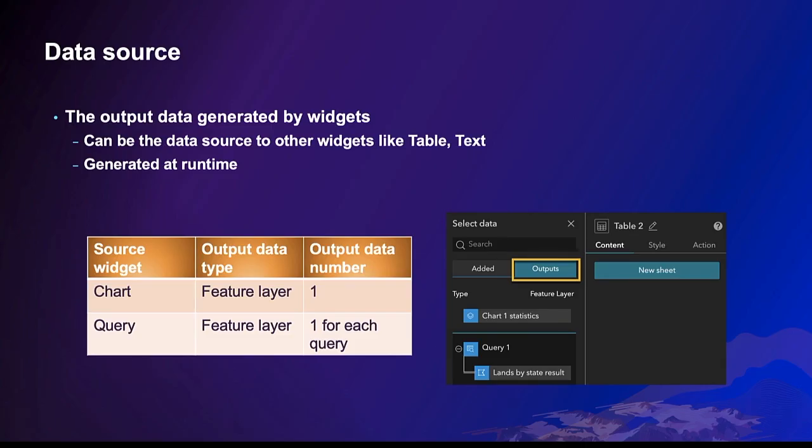Great! In addition to the data that you manually add to the app, Query and the chart can generate a new output feature layer at runtime, which can be used by other widgets like table, text, etc. by simply selecting them under the Outputs tab.